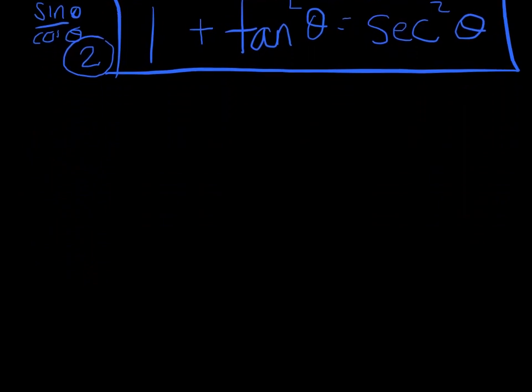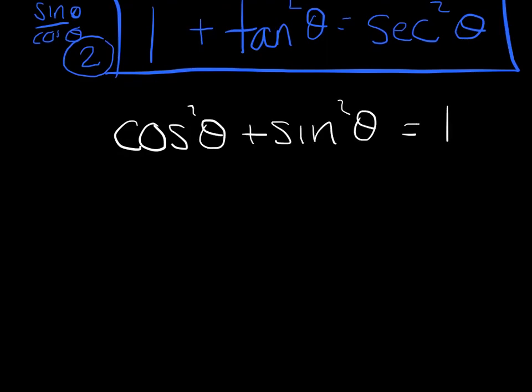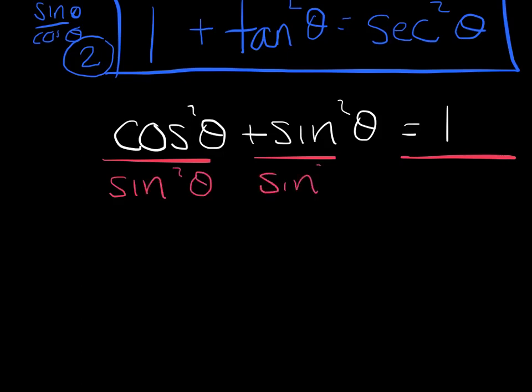Let's take that godfather again. Our cosine squared theta plus sine squared theta equals 1. So that's the one you're memorizing. Now, last time I divided everybody by cosine squared. Instead, this time let's divide everybody by sine squared. So there's 3 terms. Everybody gets divided by it. Sine squared, sine squared, sine squared. And let's see what we get.